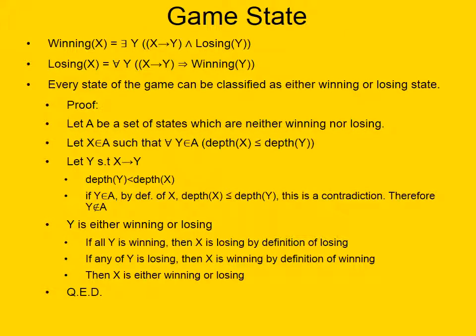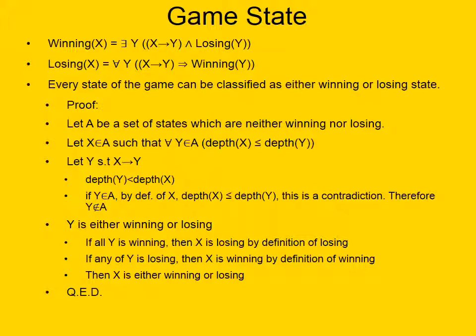Every possible position in the game is considered as a state. We define a winning state X as a state such that there exists Y, such that Y is a possible next state from X, and Y is a losing state. We define a losing state X as a state such that for all Y, if Y is a possible next state from X, then Y is a winning state. By definition, a state with no empty square left is a losing state. Every state of the game can be classified as either a winning or losing state.